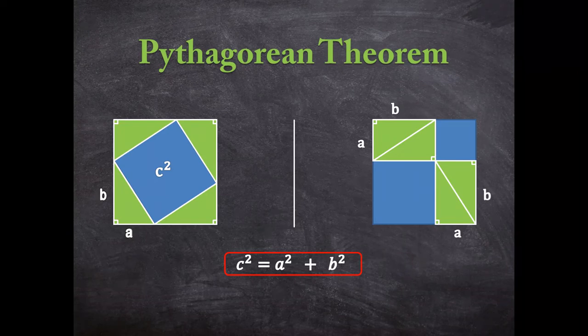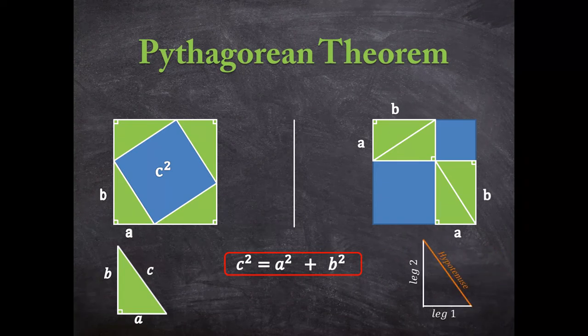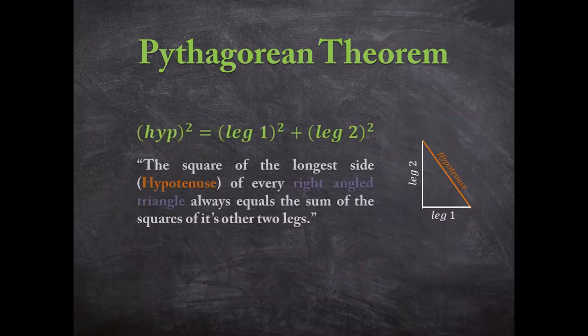If we look at the initial right triangle with sides A, B and C and compare it with the general right triangle, we could say C squared equals A squared plus B squared generally proves hypotenuse squared equals leg 1 squared plus leg 2 squared. And we know this is what Pythagoras' theorem states.